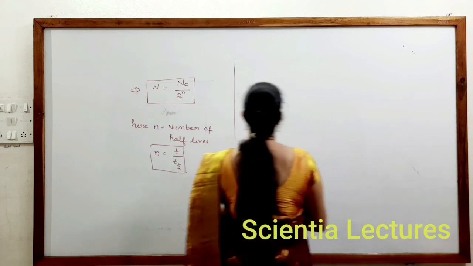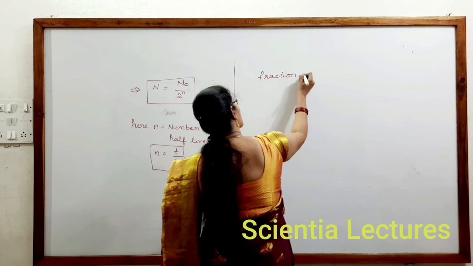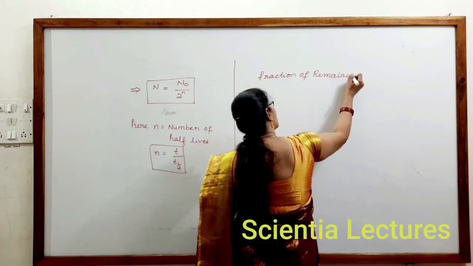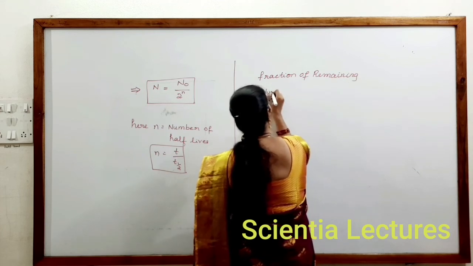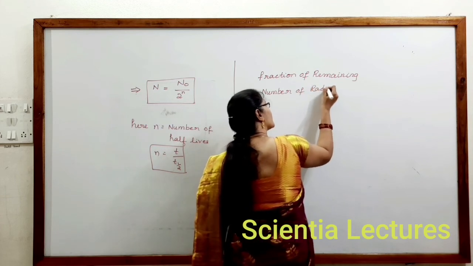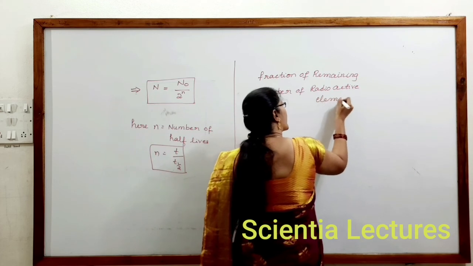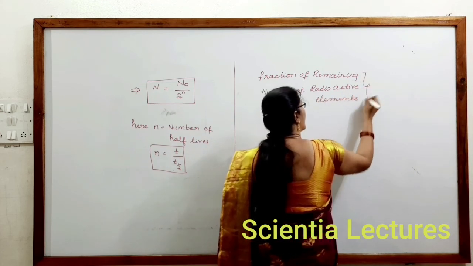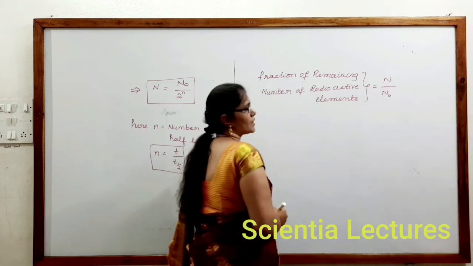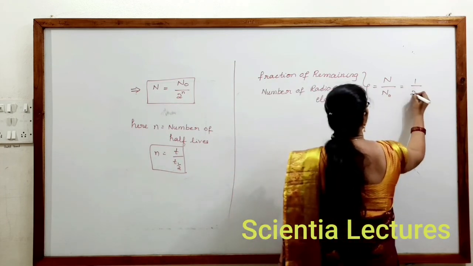So here, listen carefully, we can ask the question as: what is the fraction of remaining number of radioactive elements? The questions can be asked in this way. Fraction of remaining number of radioactive elements is equal to N by N naught. What is N by N naught equal to? 1 by 2 power n.